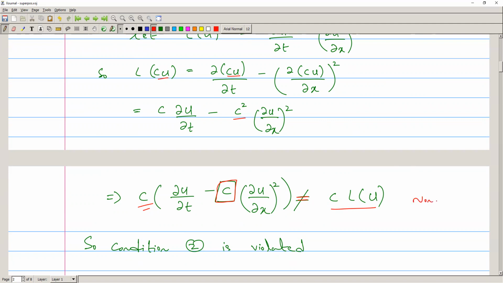So this is a non-linear partial differential equation. And we can observe from this function that this is non-linear because these types of functions are non-linear. These derivatives are non-linear, right? And like in the case of ordinary differential equations, this derivative was non-linear, right?